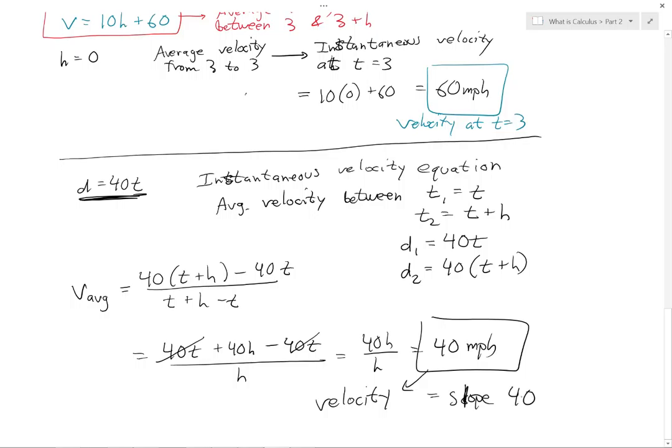So when I say the velocity of this equation is 40 miles per hour, and the slope is 40, those are two exactly identical things.